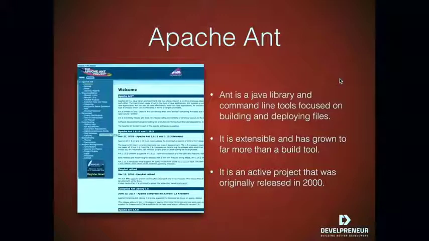It is a Java library. Ant is built on Java, which automatically makes it essentially cross-platform. It's a command line tool, and its primary focus is building and deploying files. That was way back when they started. That was what it did. It's extensible, so it's grown to a lot more stuff.